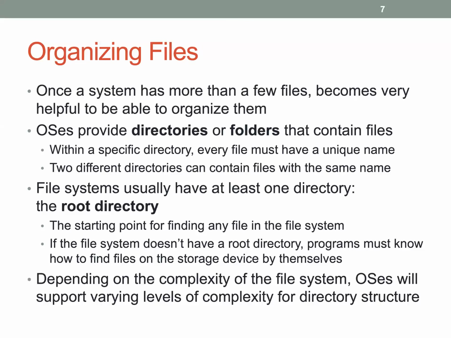Okay. Oh yeah, and I wanted to mention this because this is kind of an important and an interesting one. If the file system doesn't have a root directory, programs must know by themselves how to find files. So they have to actually be able to go and track down where a file is stored by just looking at the disk contents. That seems like a terrible thing to have to do. So this is why basically all operating systems provide an abstraction for this.